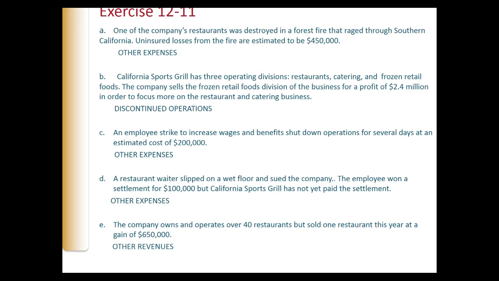An employee strike to increase wages and benefits shut down operations for several days at a cost of $200,000. Other expenses. A restaurant waiter slipped on a wet floor and sued the company. He won a settlement, but they've not yet paid the settlement. That would be other expenses. The company owns and operates over 40 restaurants, but sold 1 restaurant this year at a gain of $650,000. That would be other revenues.